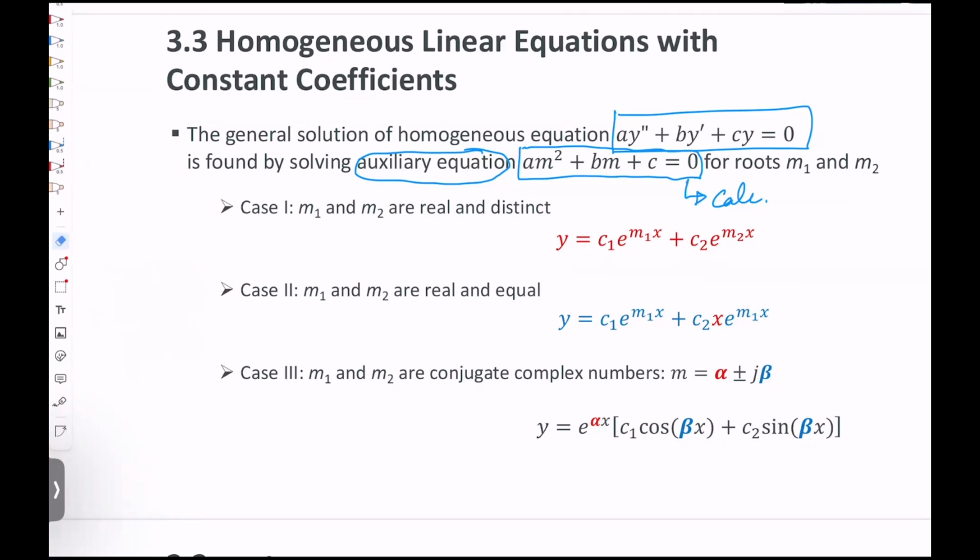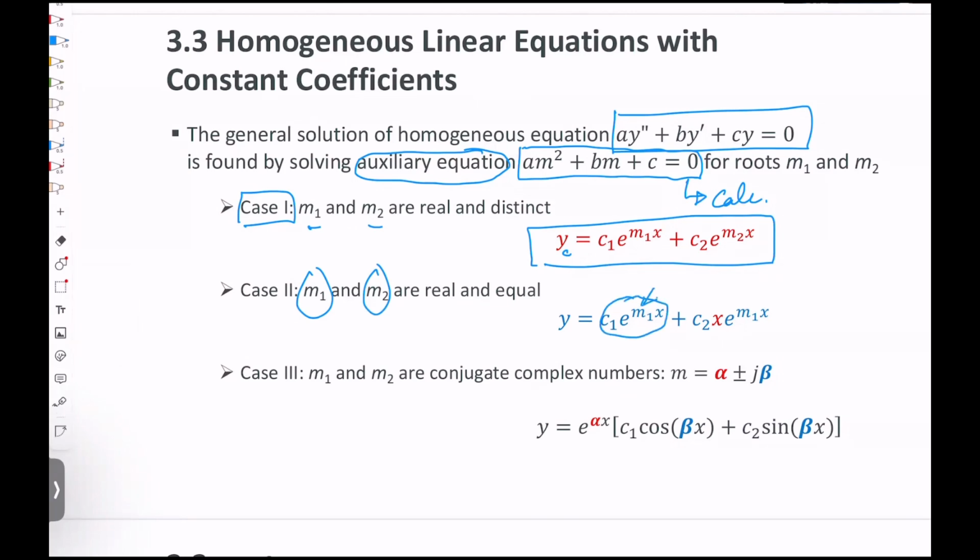When we have those m1 and m2, if it's a second order differential equation, there are three different cases. Case 1, m1 and m2 are real and distinct. Then we need to use y sub c, the complementary solution, like this. If they are real and the same, then the first one is the same, but since the second m, which is m2, is the same as m1, we cannot use the same format anymore. So we need to multiply by x for the second part of the solution.